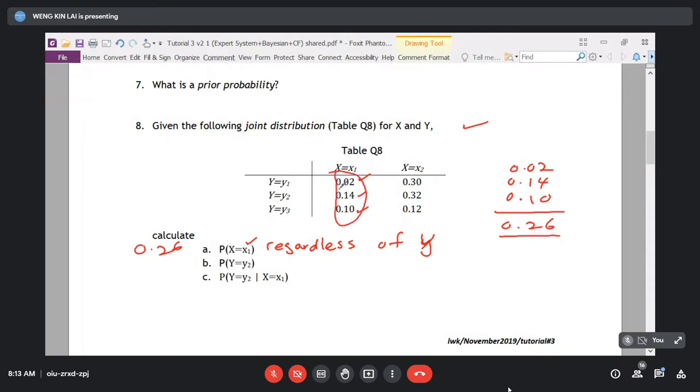Now, question 8B, I want to know the distribution, or probability, for just Y2. So in this case, I don't care whether it's X1 or X2, I don't care. I just want to know the probability for Y equals Y2. So now I look at the rows. So it becomes 0.46.